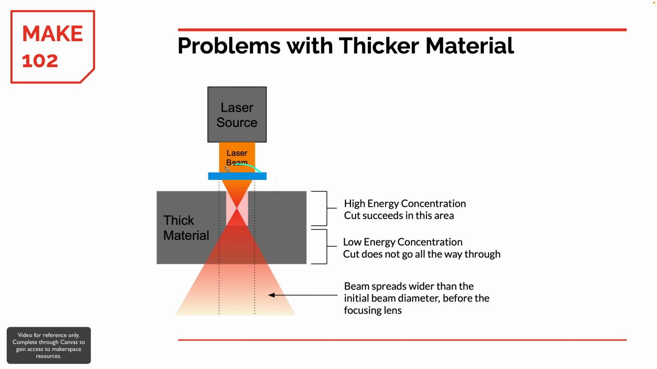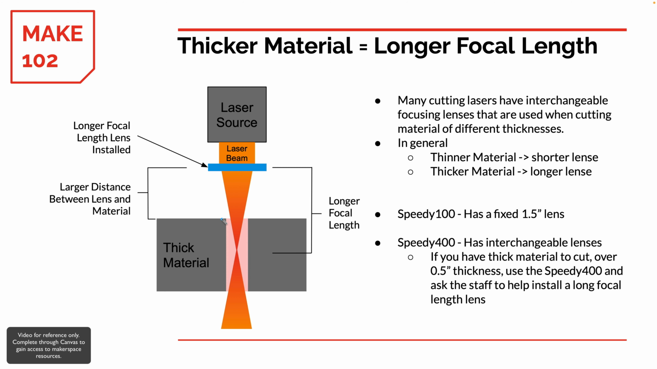But if we were using the same lens and same setup that we were using for the thinner material, we would have a problem. The laser would succeed at cutting this deep into the material, but everything below that deep would have too low energy concentration to go all the way through. The beam spreads out wider than it even was initially. So we're not going to have enough energy concentration to cut through the material. Even if we ran the laser over the same material multiple times, if the material is too thick, it simply will not cut through. So if we wanted to successfully cut thicker material, what we would need is a laser with a longer focal length lens.